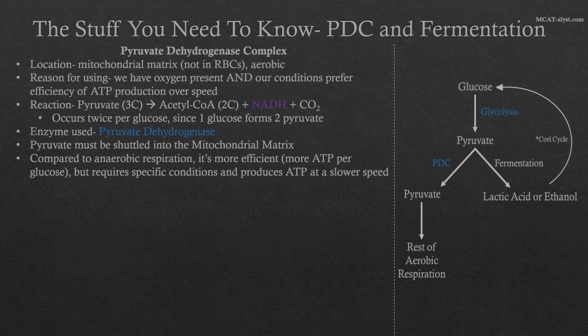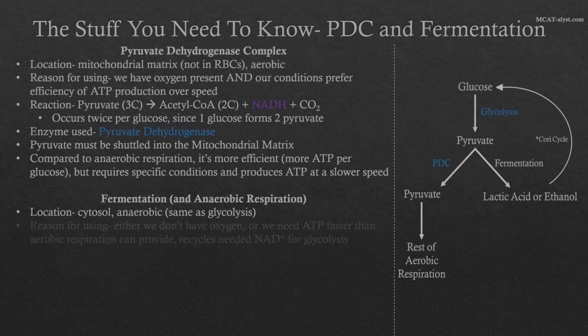Conversely, if we don't have oxygen or we need ATP super quickly, we can send pyruvate through fermentation and anaerobic respiration. This is going to occur in the cytosol, meaning that it's an anaerobic process, just the same as glycolysis, thus the name anaerobic respiration, not needing oxygen. And we're going to be doing this whenever we either don't have oxygen or we need ATP super quickly, specifically faster than aerobic respiration can provide.